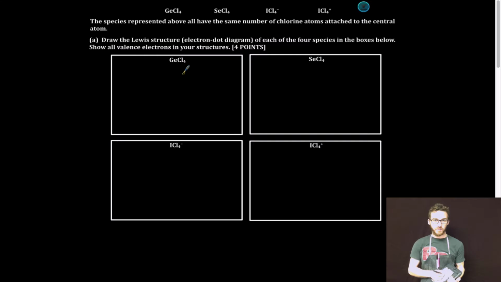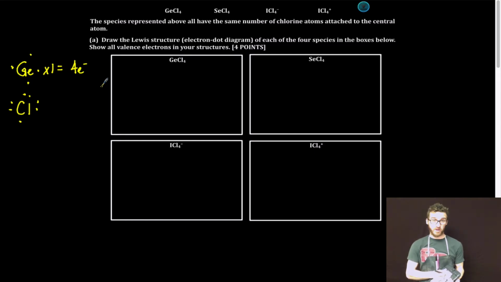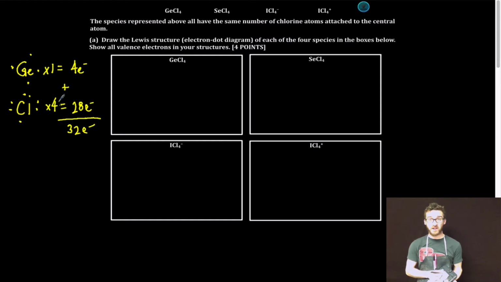For GeCl4, 4 valence electrons from germanium, 7 from chlorine. Since you have 1 atom of germanium, it will contribute 4 valence electrons to the molecule. Since you have 4 atoms of chlorine, they will in total contribute 28 valence electrons to the molecule. In total, 32 valence electrons to work with to build your Lewis structure. Next, determine the total number of valence electron pairs you have to work with.